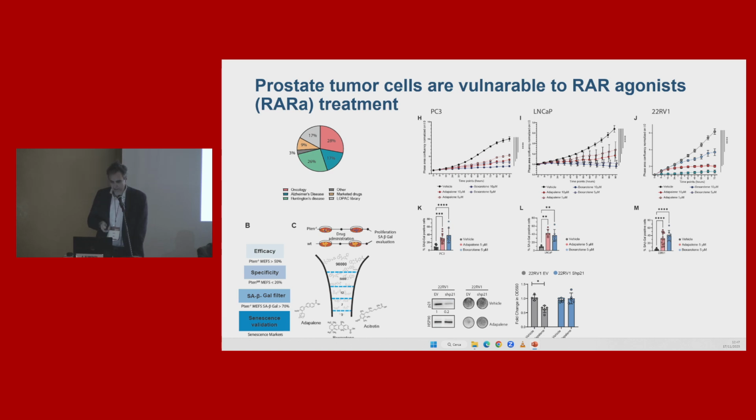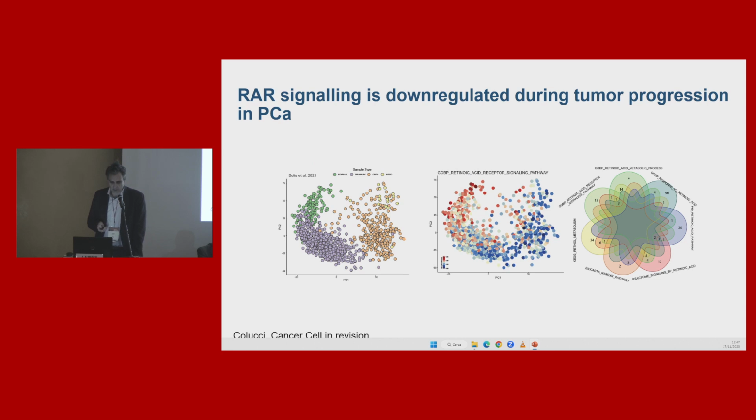And we discovered essentially that the RAR agonists are extremely effective in blocking prostate cancer growth by inducing a cellular senescence which is p21 independent. But why is that the case? Together with the bioinformatics unit in our institute, we were able to observe, in up to 3,000 prostate cancer cases, that retinoic acid receptor signaling is strongly downregulated in prostate cancer during tumor progression. Therefore, reactivation of this pathway exposes this tumor cell to a new vulnerability.